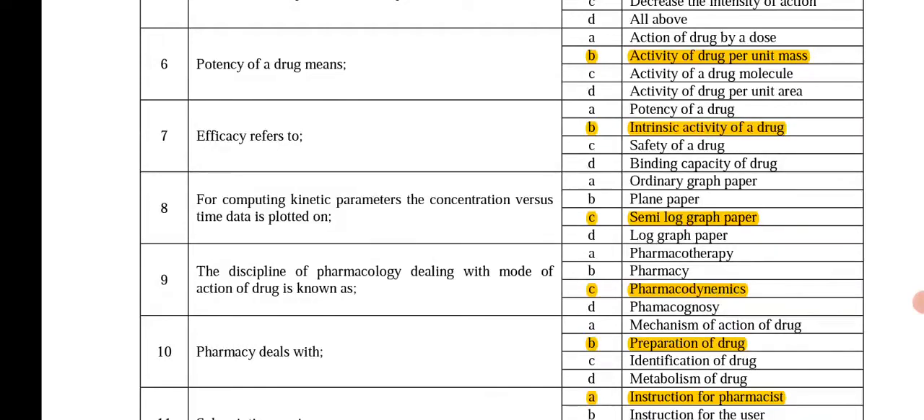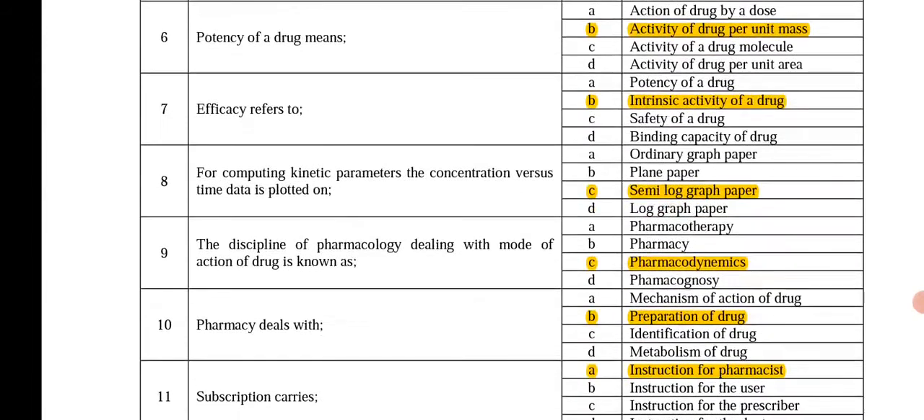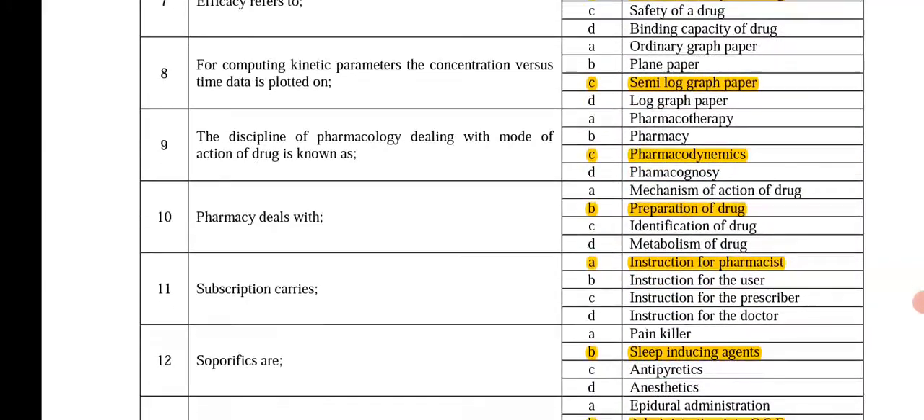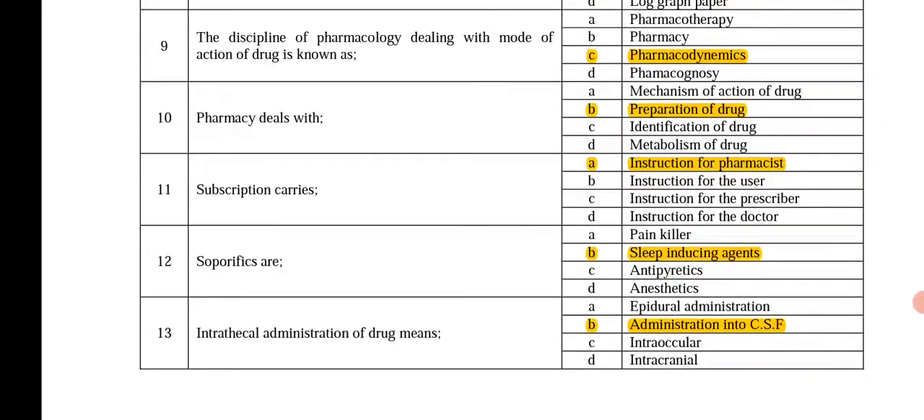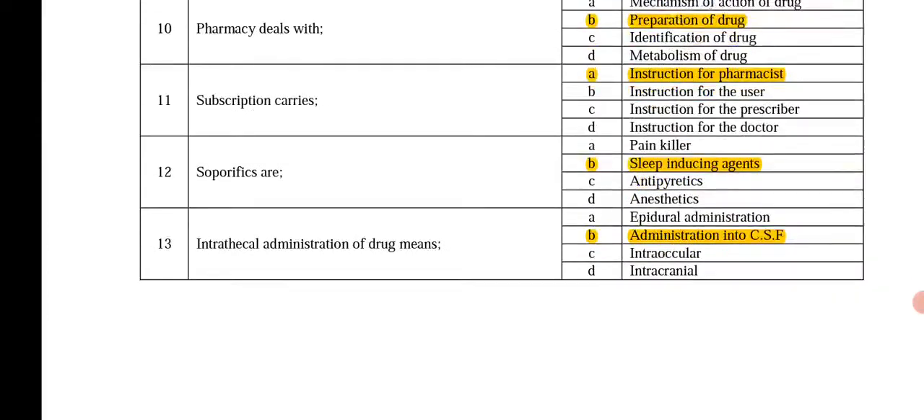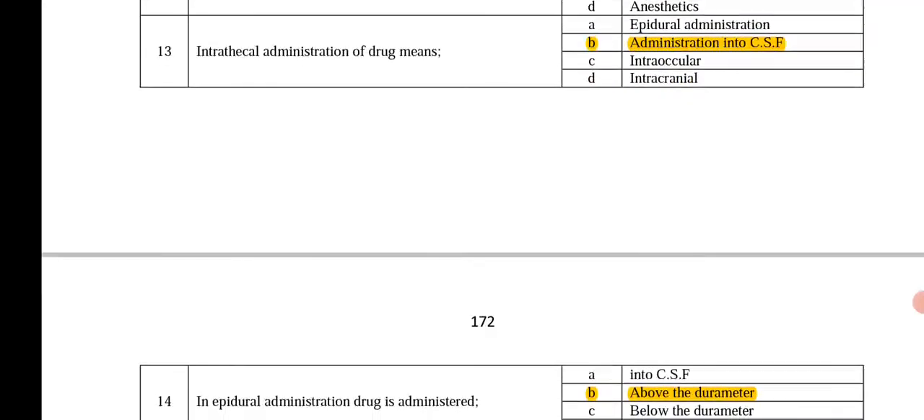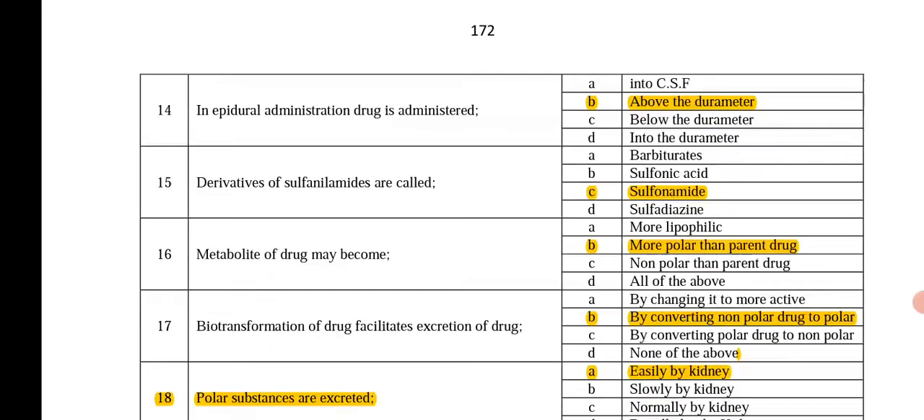The discipline of pharmacology dealing with the mode of action is known as pharmacodynamics. Pharmacy deals with preparation of drugs. Subscription carries instructions for the pharmacist. Soporifics are sleep-inducing drugs. Intrathecal administration of drugs means administration into cerebrospinal fluid.